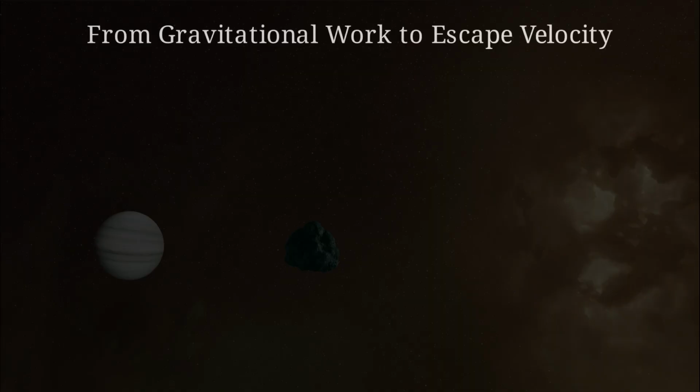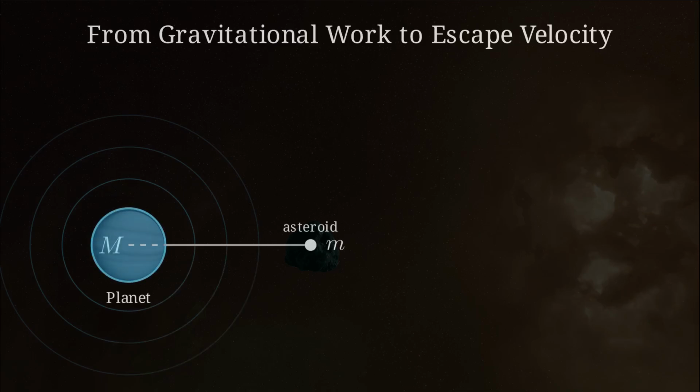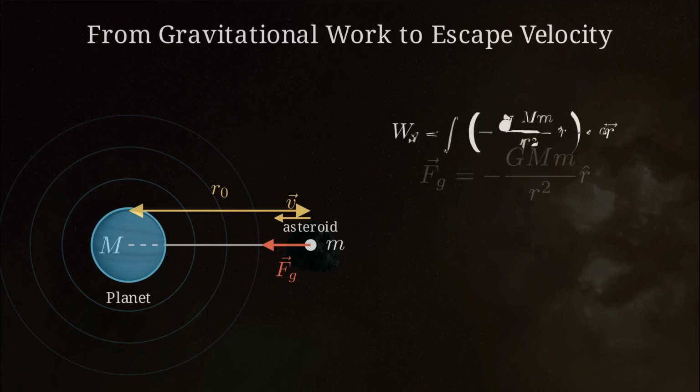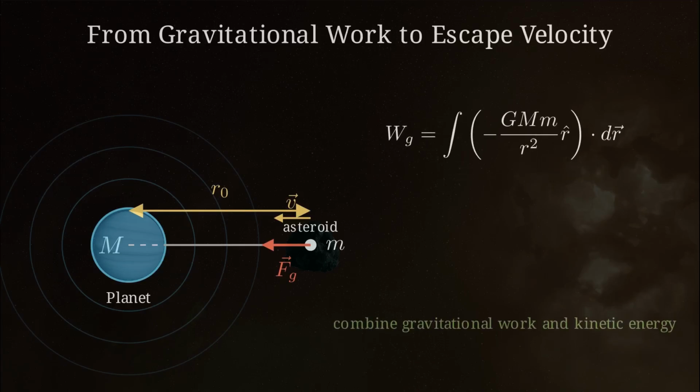Now let us combine the two conclusions we obtained for work. On one side, we have the work done by gravity. Work done by gravity is the integral of the gravitational force vector dotted with the tiny displacement vector. The gravitational force vector is minus GMm divided by r squared multiplied by r hat. The minus sign means gravity points towards smaller r.